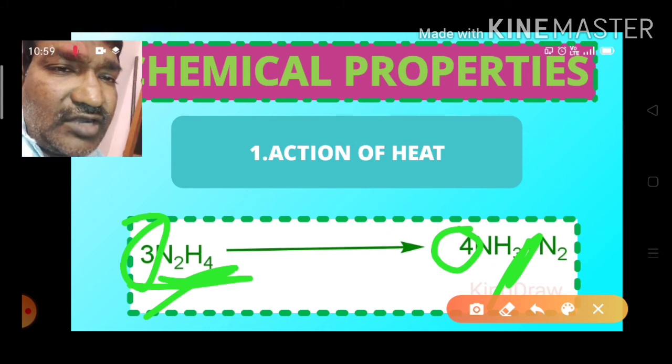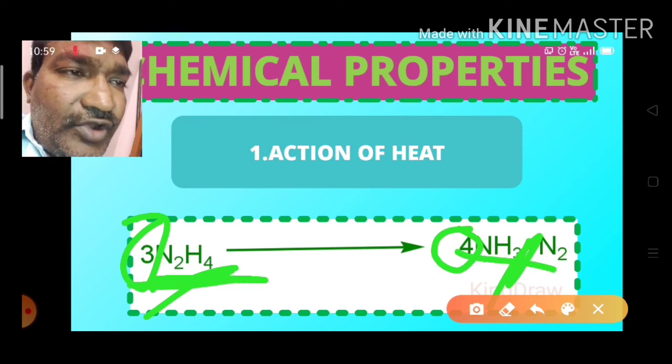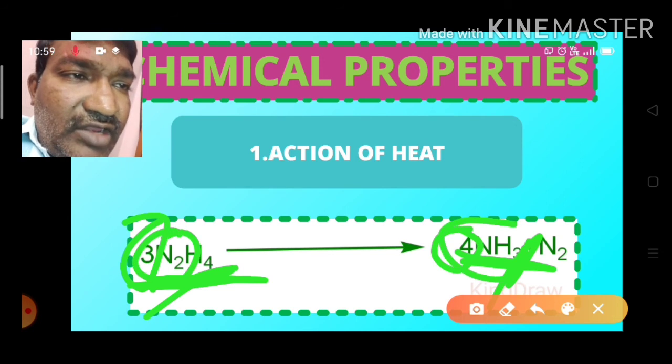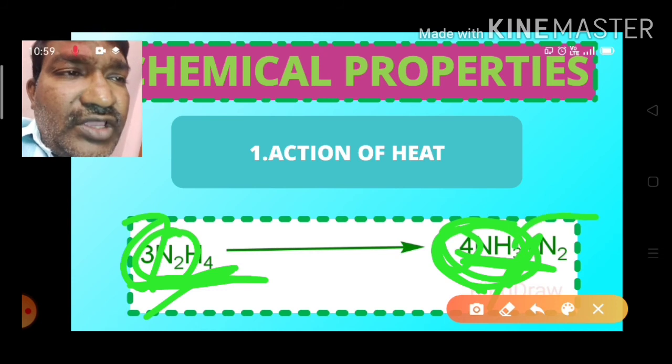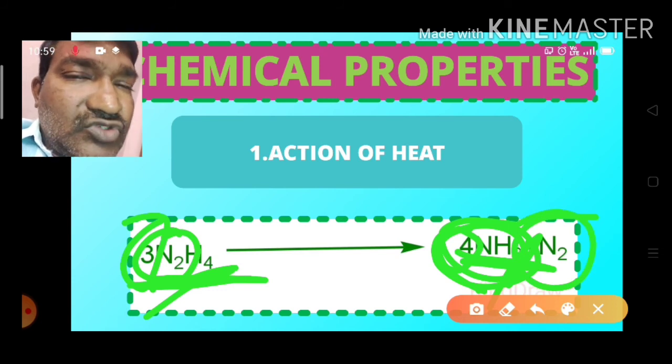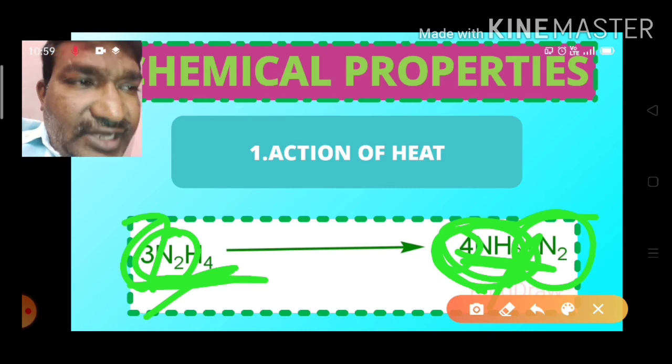Here the number of hydrogen atoms becomes 12, and here 4 into 3, 12. And the nitrogen atoms are 6. In ammonia we have 4 nitrogen atoms in the 4 ammonia molecules, so here we write 1 N2 molecule. Like that, it is very simple to write this reaction.